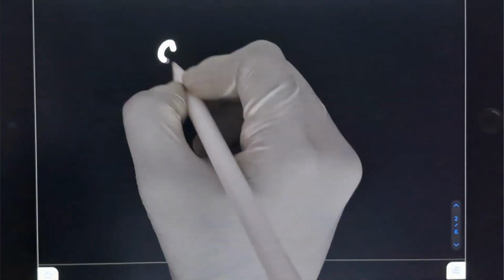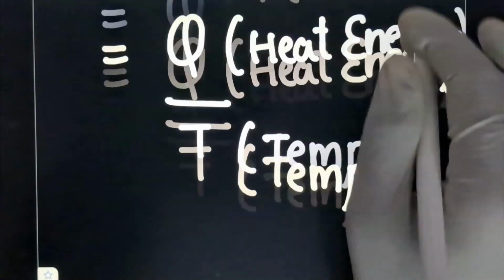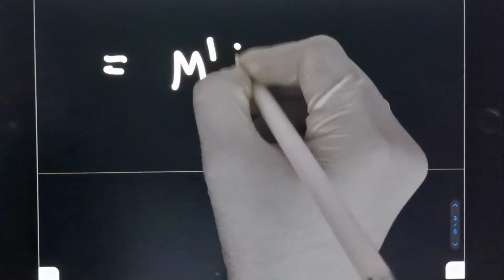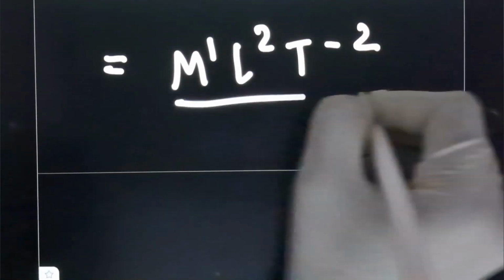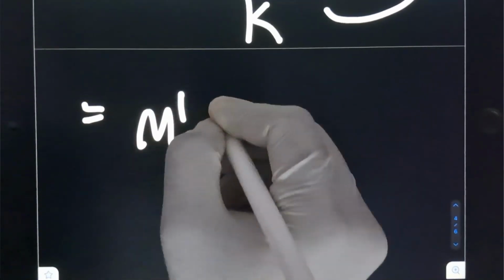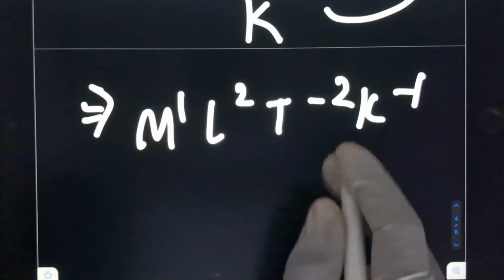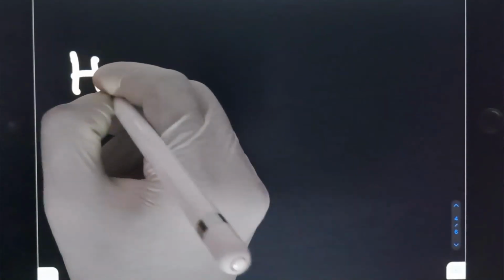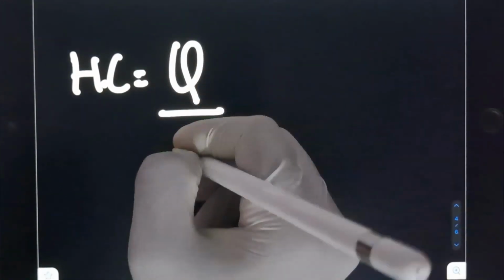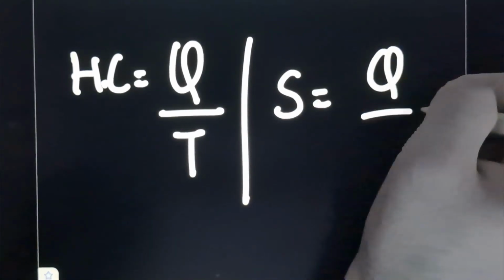In the similar case of entropy, S is equal to Q by T, heat energy by temperature, same. M^1 L^2 T^-2 by temperature K. If it is reciprocated or inversed, M^1 L^2 T^-2 K^-1 is the dimensional formula of heat capacity and entropy. The formula is heat energy by temperature.